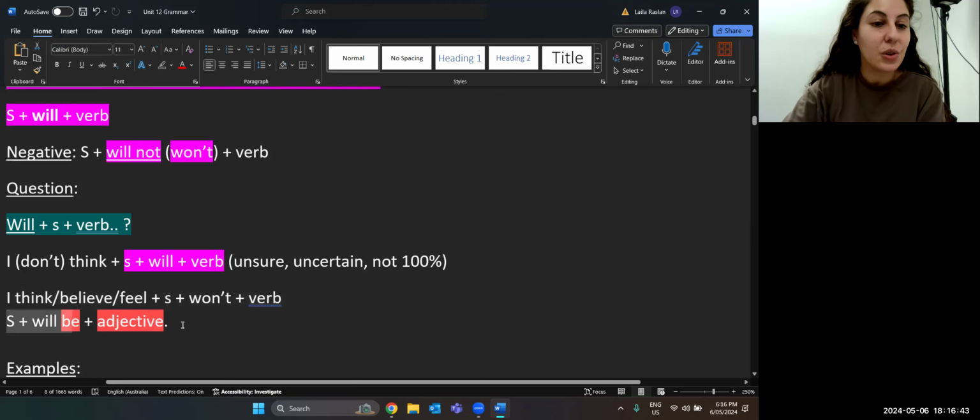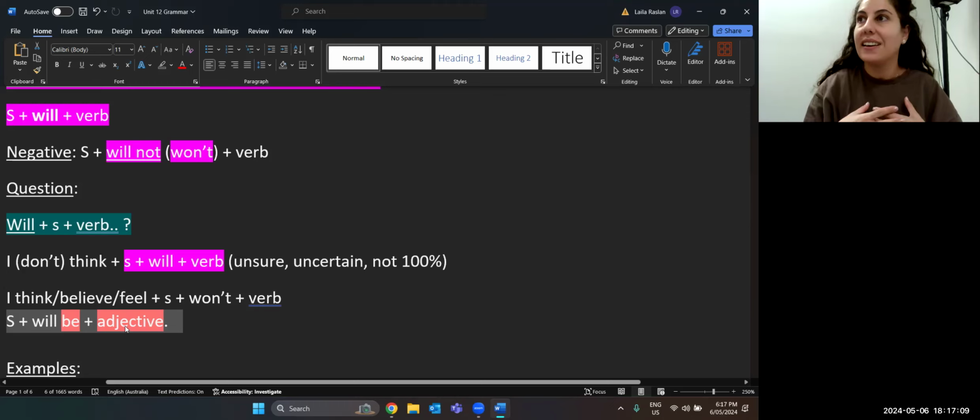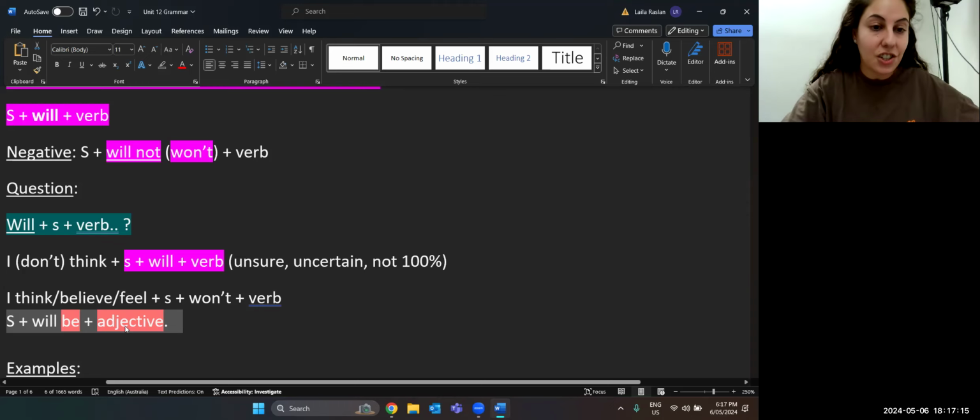Now, we can also talk about the future when we use an adjective. So I will be really excited when I travel. I will be so, so happy. I will be really nervous for my test. So we use an adjective, not an action, when we want to give the feeling of how we feel in the future. So maybe we're very excited, we're nervous, we're going to be very angry, we will be so happy. So we're talking about an action, but then I'm talking about my feeling of the action in the future. So I have to say will be and then an adjective.